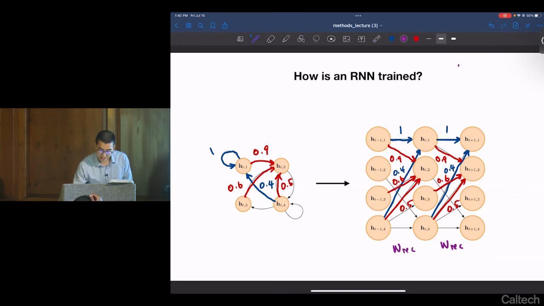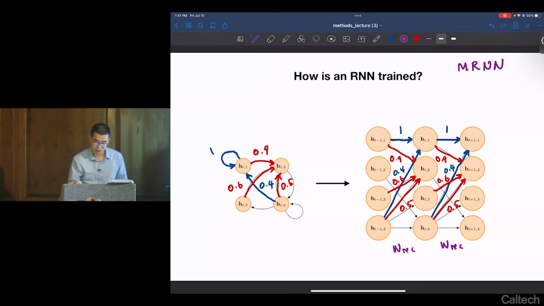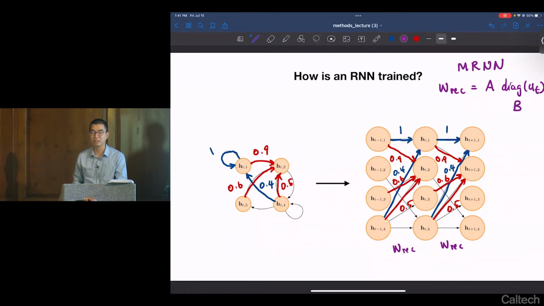That said, there are other ways to make it time dependent. There is this architecture called the multiplicative RNN. This is from Sutskever, Martens, and Hinton, I think in 2011. What you can do is define W_rec to be a function of the input. So it could be something like a matrix A times diag of your input times B. And this then causes W_rec to be time dependent. It's a more complex architecture though.